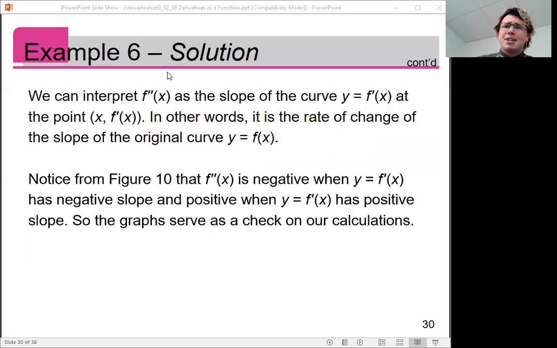All right, but what does that actually mean? We calculated the second derivative of the function. Well, the first derivative is telling us the rate of change in the function f. The second derivative is the derivative of the first derivative. The second derivative tells us the rate of change in f prime of x.